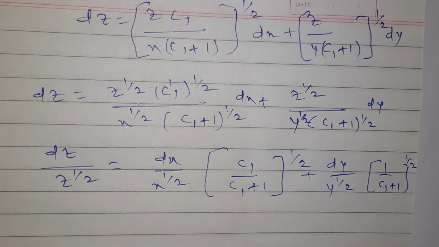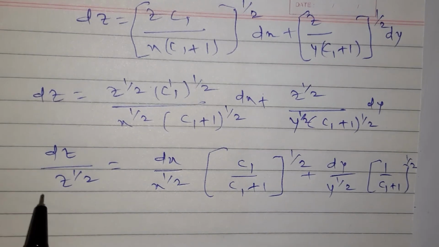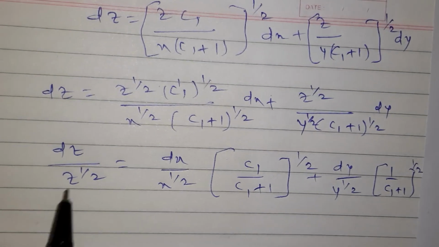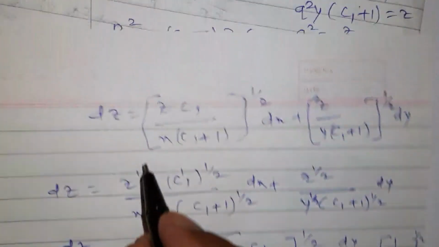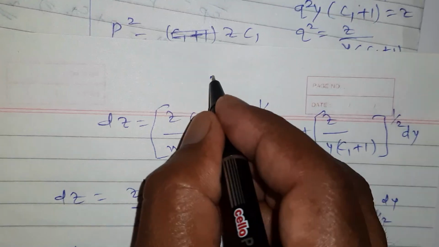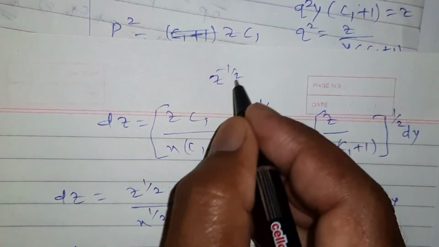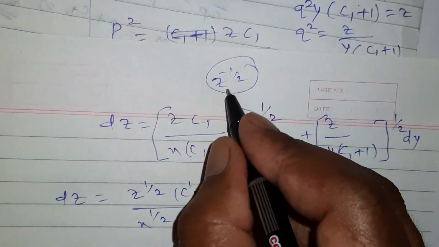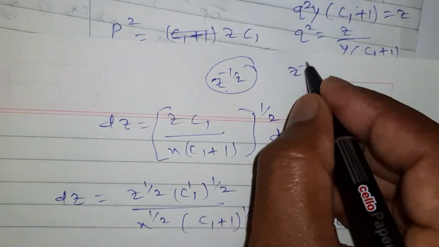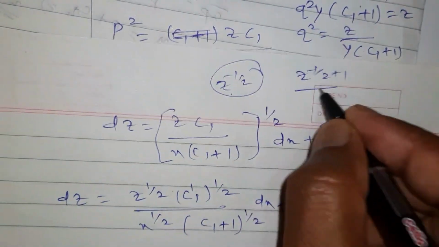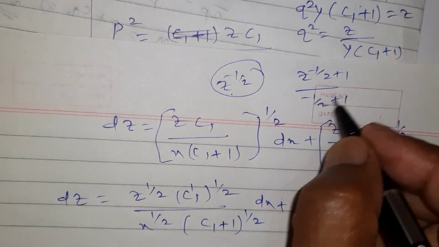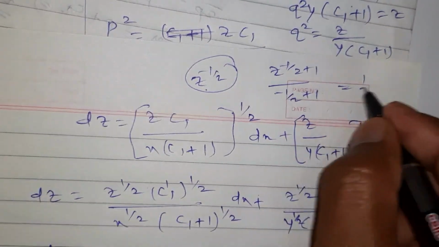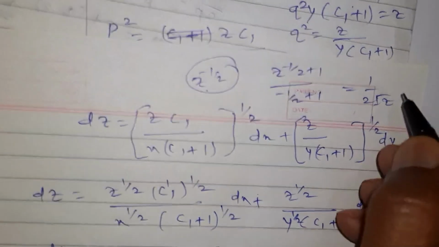Okay. Now I have to integrate all. What is the integration of 1 upon z raised to half? For that I have to use the concept of z raised to minus half. So what is the integration of z raised to minus half? z raised to minus half plus 1 upon minus half plus 1, right? Or you may say simply 1 upon 2 root z, right?